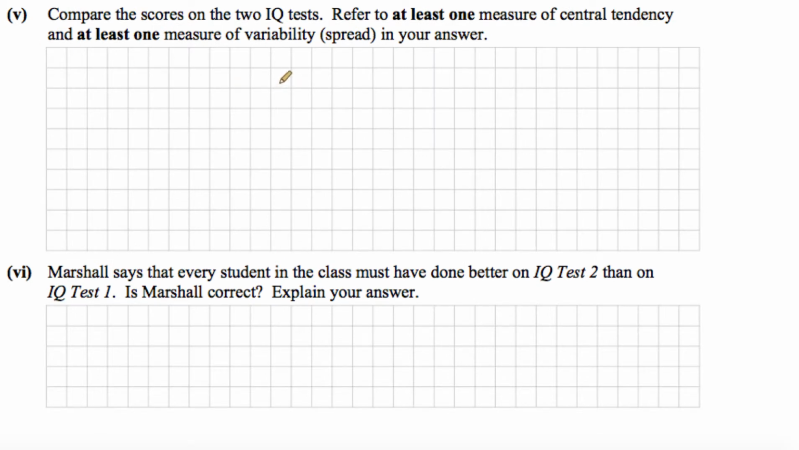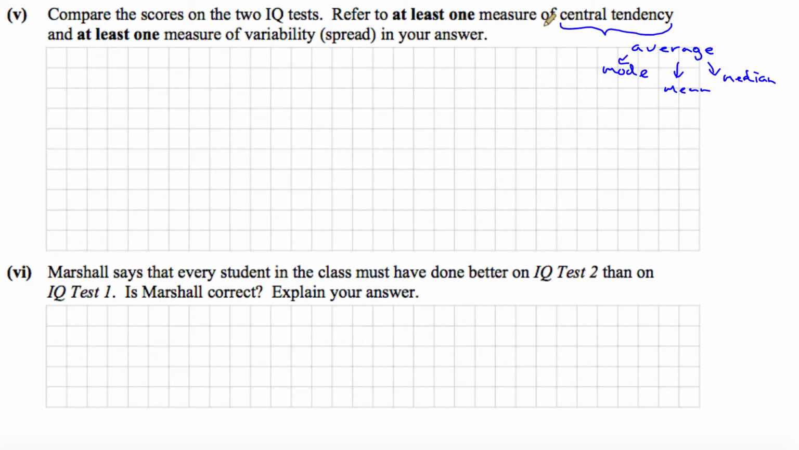Okay, part 5. Compare the scores of the two IQ tests. Refer to at least one measure of central tendency. So central tendency is just another word for average. And the types of averages we have are mean and median. They're the ones that we have done in this question, so it'll be referring to them. The other type of average, by the way, is mode, but we haven't worked that out, so we're just going to be referring to either the mean or the median.